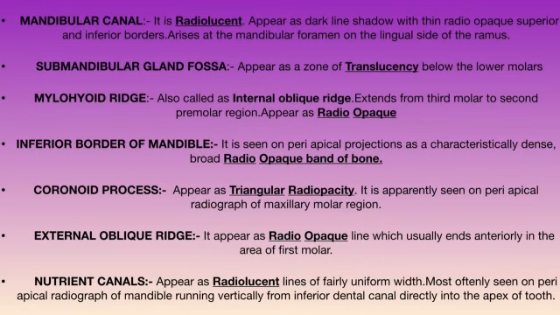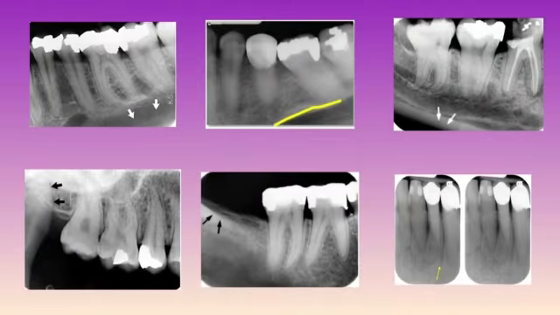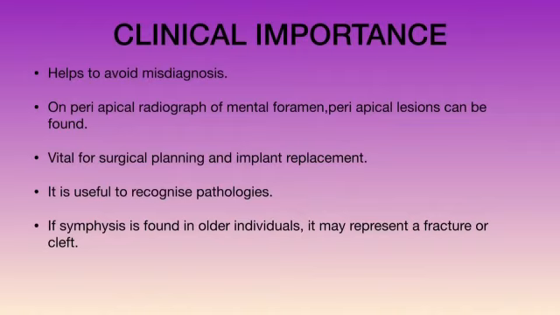Coronoid process appears as a triangular radio-opacity. It is apparently seen on periapical radiograph of the maxillary molar region. External oblique ridge appears as a radio-opaque line which usually ends anteriorly in the area of the first molar. Nutrient canals appear as radiolucent lines of fairly uniform width, most often seen on periapical radiograph of the mandible, running vertically from the inferior dental canal directly into the apex of the tooth. The first picture shown here is submandibular gland fossa, mylohyoid ridge is the second picture, inferior border of mandible is the next one, coronoid process is the fourth one, external oblique ridge is the fifth one, nutrient canals is the last one.